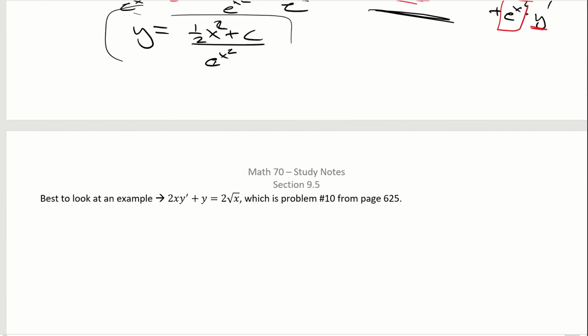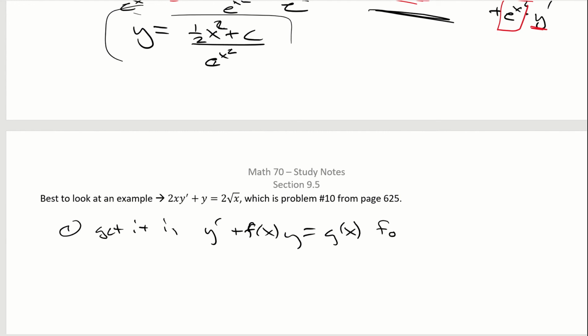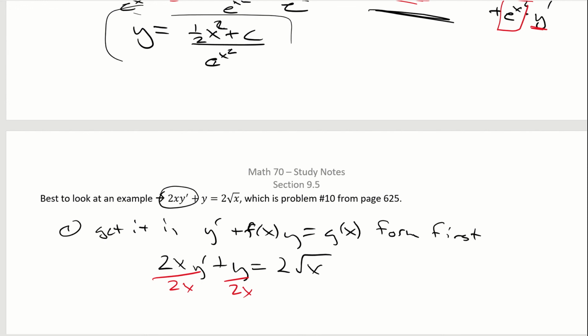Okay, here we go. Best to look at an example. Here's the first thing you want to do. Number one, get it in y prime plus f of x, y equals g of x form first. That means if you don't have y prime, which we don't, we're going to have to divide. So I'll write it out. 2x y prime plus y is 2 square root of x. And we are going to divide by the 2x to get y prime by itself.